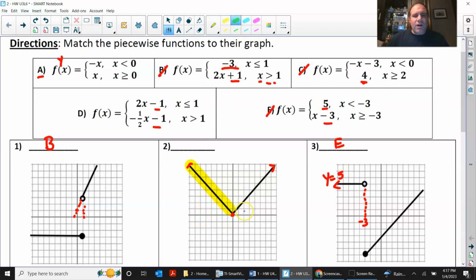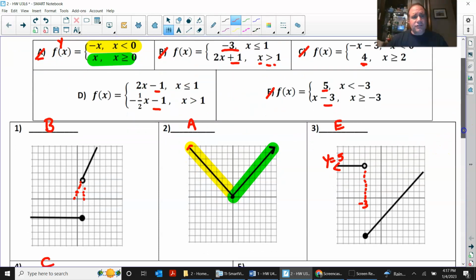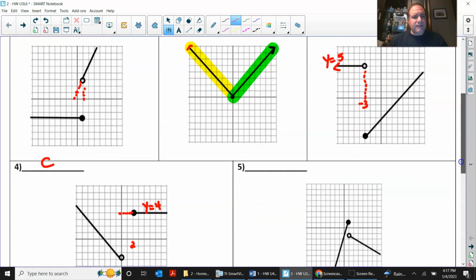Then you have y equals x that's greater than or equal to 0, and that's the green section. So this is the green, and this one is the y equals -x. And that is A. So now we have it down. This canceled, everything's canceled. D is the only one left. So we're going to just save that right here.